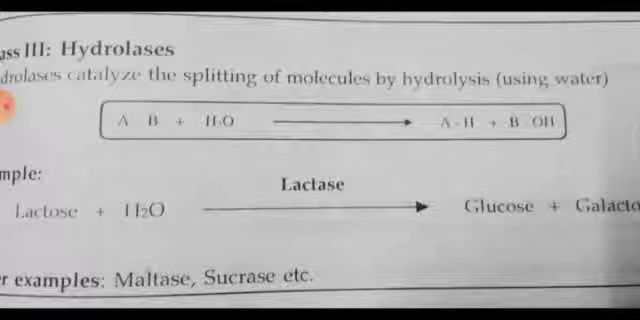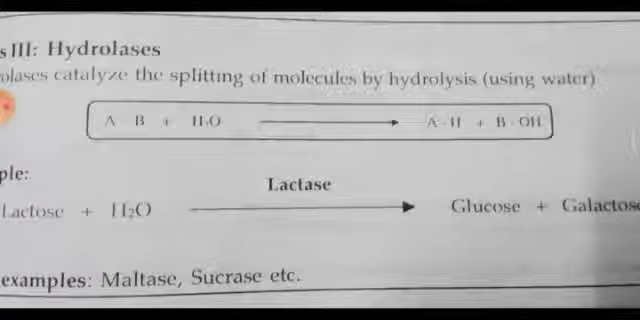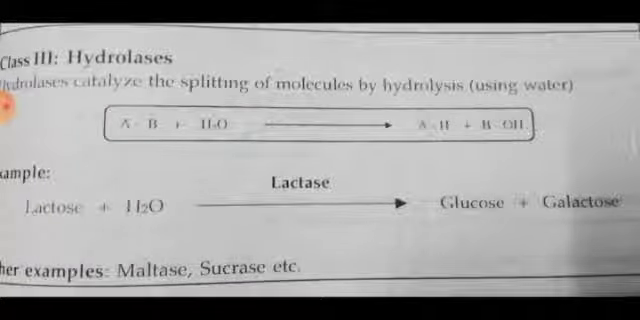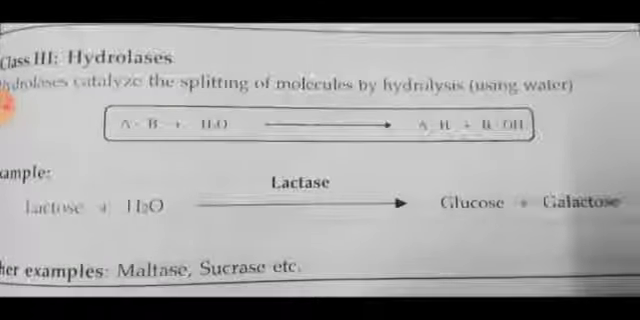If you want a specific enzyme, you can come across lactose plus water. Lactose is AB if you consider, and then H2O. Very much similar to the above illustration. Please follow the specific example. Above the arrow mark you can see lactase, the hydrolase category enzyme. After the reaction, as you can see above, AH plus BOH, A and B are separated, and in the same manner glucose and galactose are separated by the lactase enzyme using water. So lactose, which is broken down into glucose and galactose by lactase in the presence of water, is the specific example.